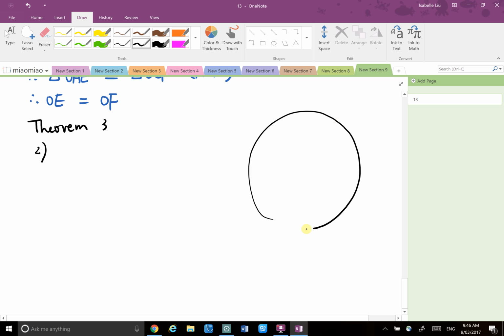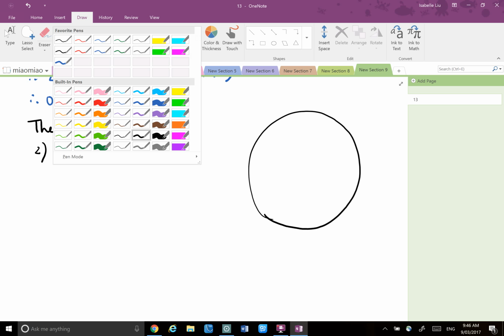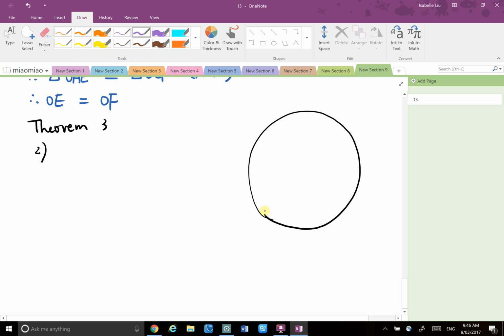We have a circle here. And we have one chord, AB. And what I know is M is the midpoint, and O is the center. M is the midpoint. Then if I connect OM, then OM must be perpendicular to AB.